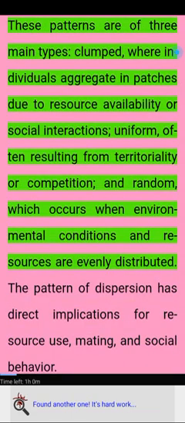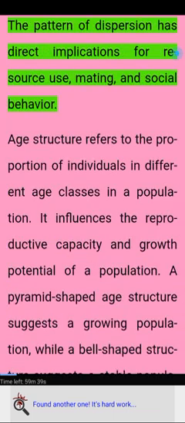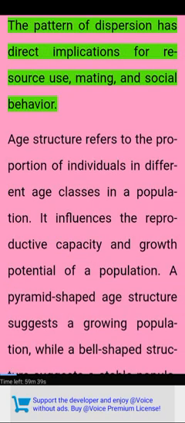These patterns are of three main types: clumped, where individuals aggregate in patches due to resource availability or social interactions; uniform, often resulting from territoriality or competition; and random, which occurs when environmental conditions and resources are evenly distributed. The pattern of dispersion has direct implications for resource use, mating, and social behavior.